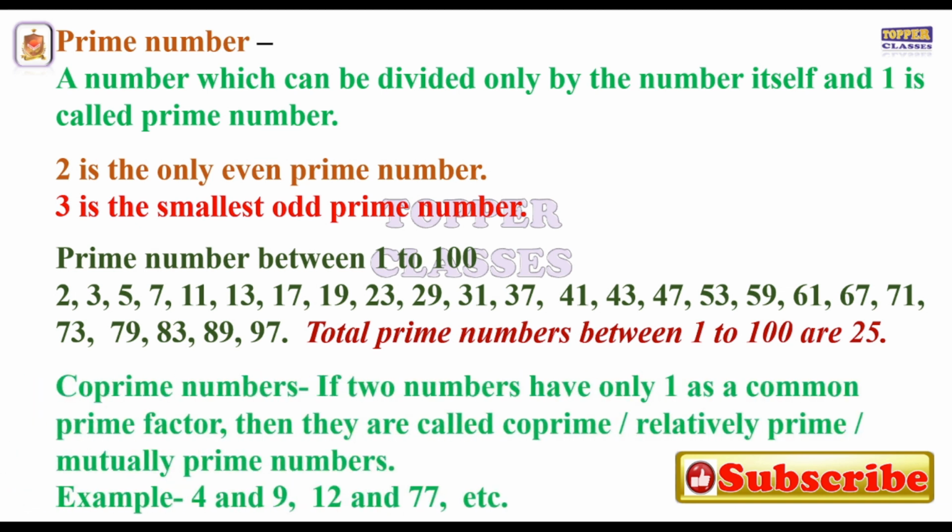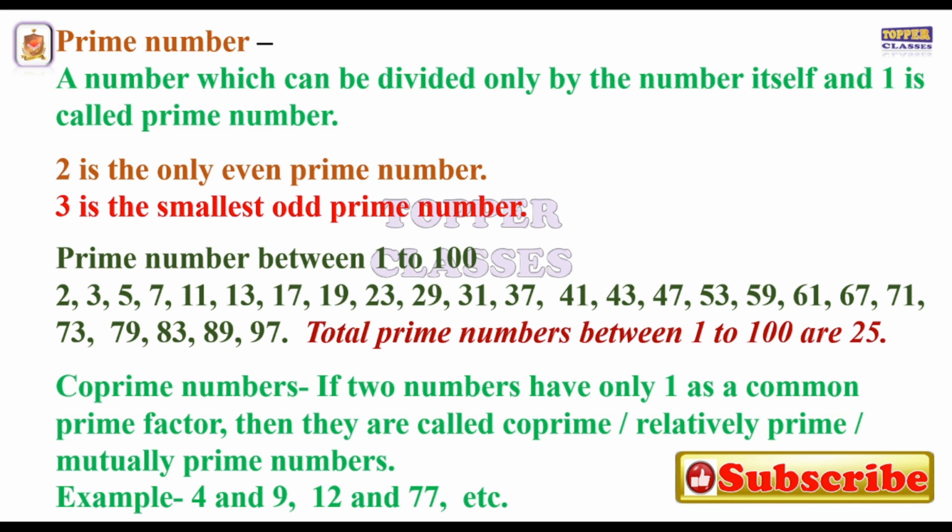Co-prime numbers. If two numbers have only 1 as a common factor, then they are called co-prime, relatively prime or mutually prime numbers. For example, 4 and 9. Now if you factorize 4 and 9, you will see there is only one common factor, that is 1, between them.